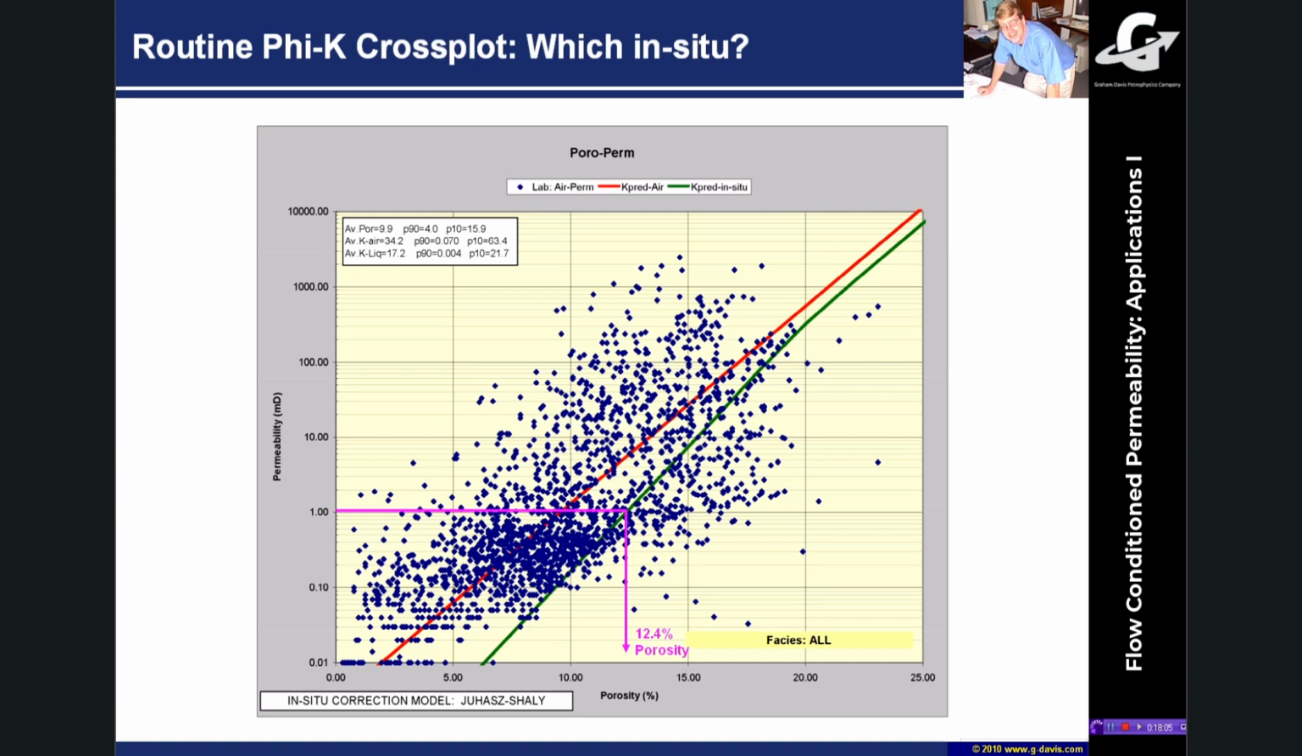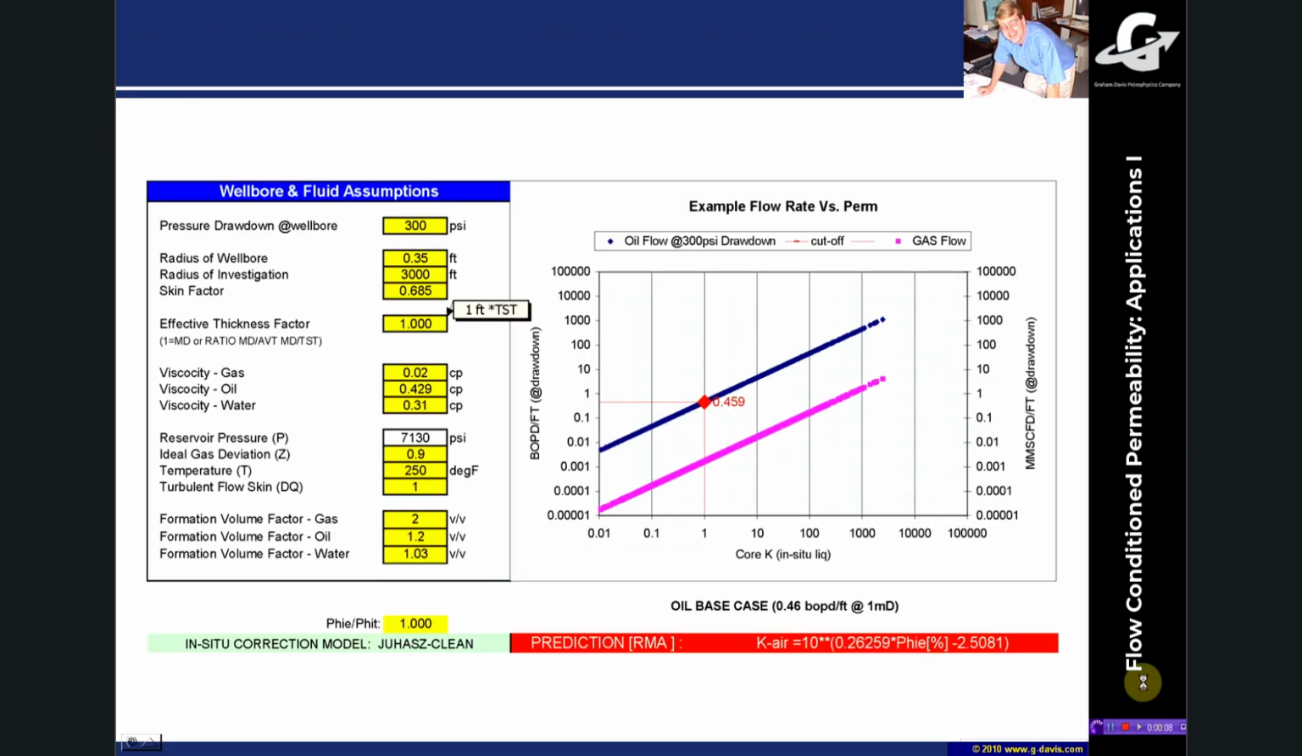Which in situ do we use? Do we use this one? I think this is a shaly sand, the UHAS shaly sand one, where all of the brine permeabilities are reduced from the air permeability, or should we go back to our simple case? Either way, there's some degree of ambiguity.